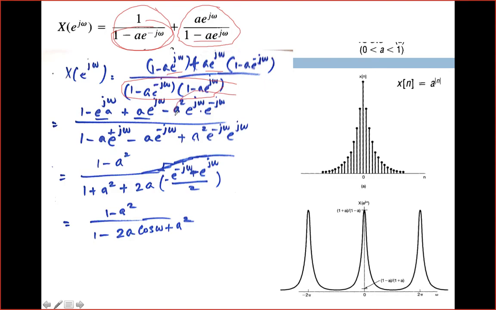So e power j omega into e power minus j omega will become 1, because when you add these two exponents you will get 0. E power 0 is 1, and you can cancel these two terms because of minus and plus. The remaining term I will get is 1 minus a square divided by 1 plus a square plus 2a into the two terms, minus e power j omega plus e power minus j omega. So I have to reduce this into cos omega. So this is the proof for the equation given here.